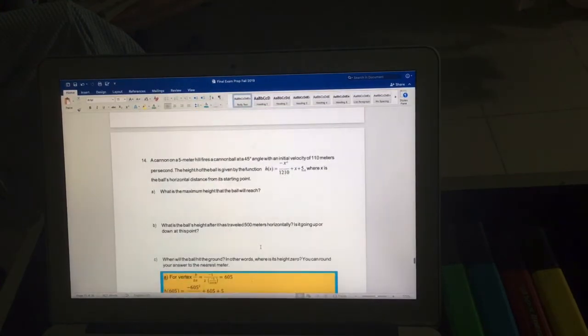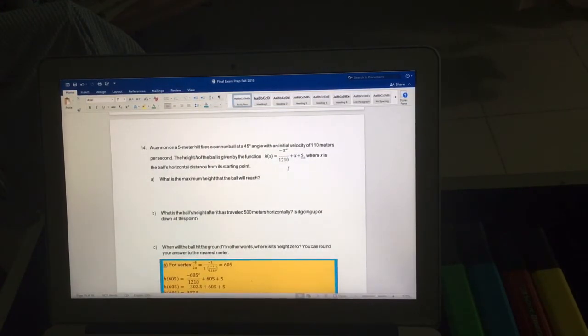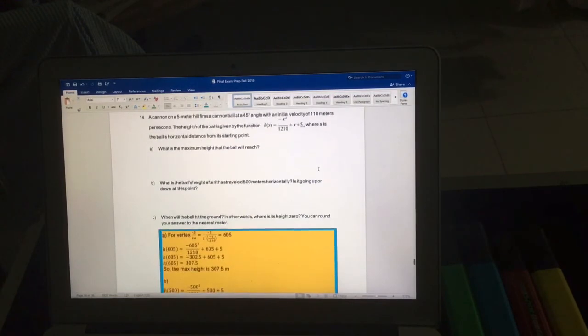So this one is cannonball related. This is some projectile, and you will notice that this is a down-opening parabola. The parabola will be like this, so the vertex will be the highest point. Vertex x value. The question is, what is the maximum height? Maximum height means we have to find the y value of the vertex.